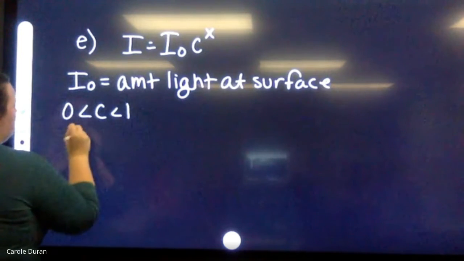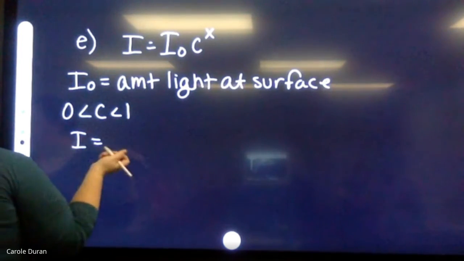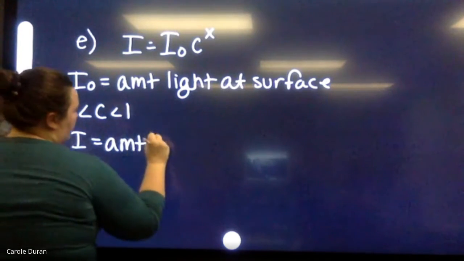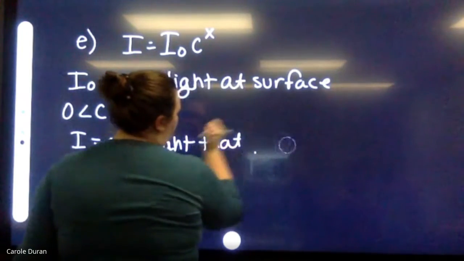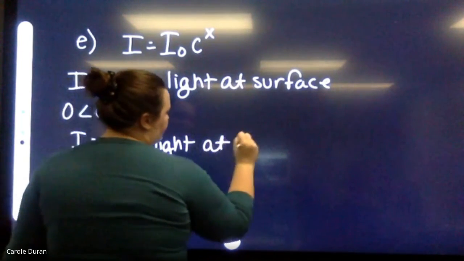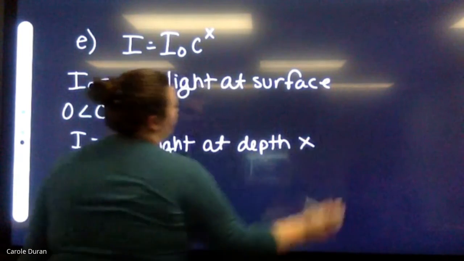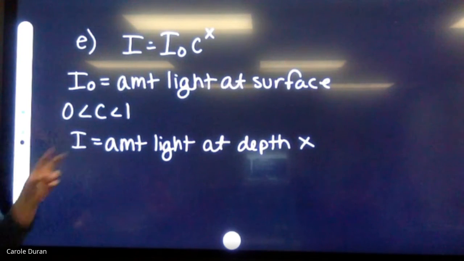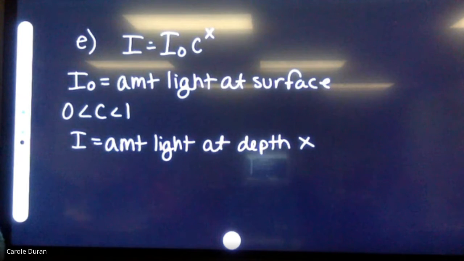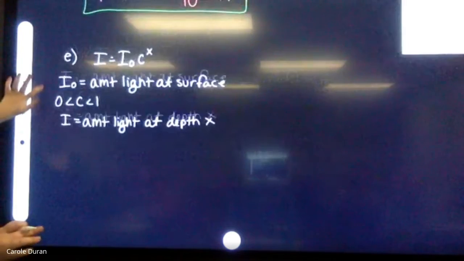C is between 0 and 1. And then I is the amount of light at depth x. So there are two parts to this problem. The first one asks me to solve for x in terms of common logs. So I know I'm going to have logarithms in here somewhere, but they're not going to be the natural logs. They're going to be the normal logs. Okay? So that's going to be part A.